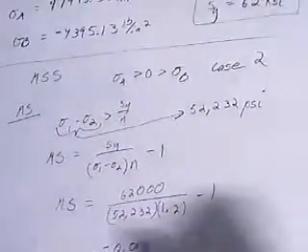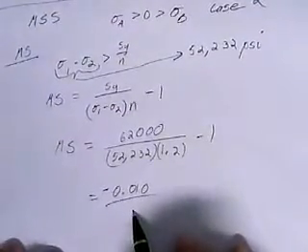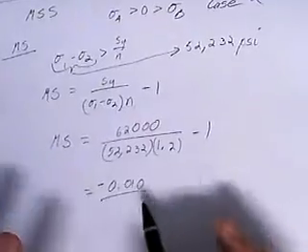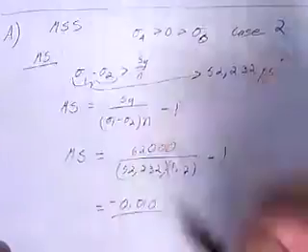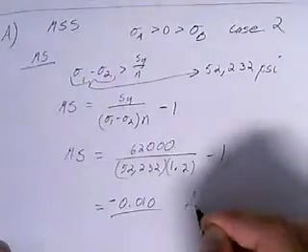negative 0.010. I apologize. Which means that it's going to fail because the margin of safety is too low by the maximum shear stress theory. So it's going to fail.